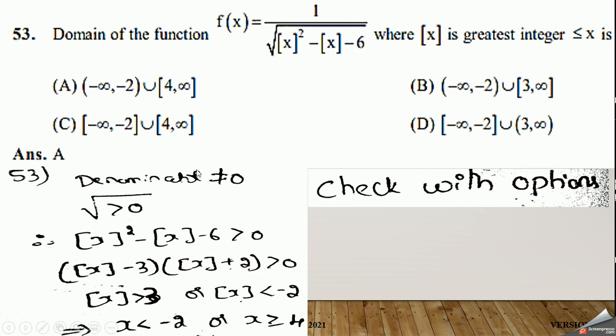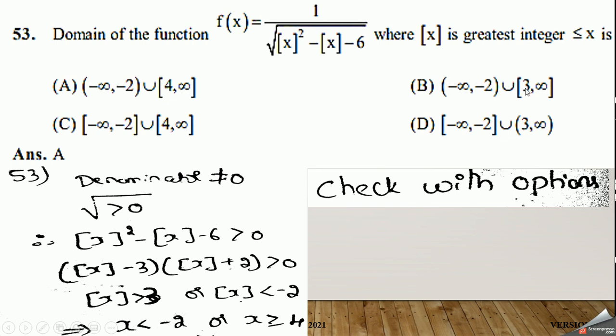Consider any of the value here. Let me consider the value as 2, minus 2. If I consider the value as minus 2 here, I'm going to get minus 2 plus 2 as 0. Since it should be greater than 0, option C and D do not hold.